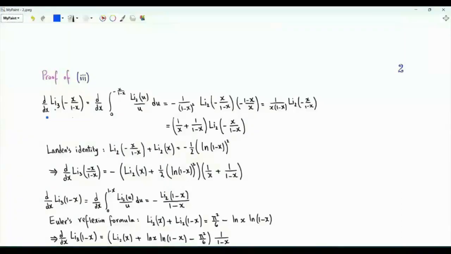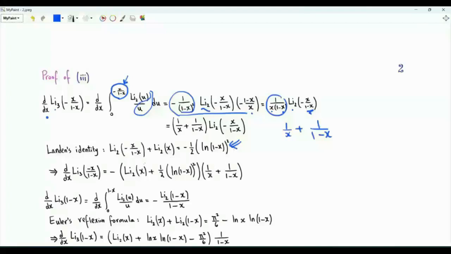Differentiate the trilogarithm of -x over 1 minus x. The derivative is -1 over (1 minus x) squared. We replace the dummy variable of integration by the upper limit. So we get the dilogarithm of -x over 1 minus x. 1 over u becomes -(1 minus x) over x. Simplifying, we get the dilogarithm of -x over 1 minus x divided by x times (1 minus x). This is equal to 1 over x plus 1 over 1 minus x.